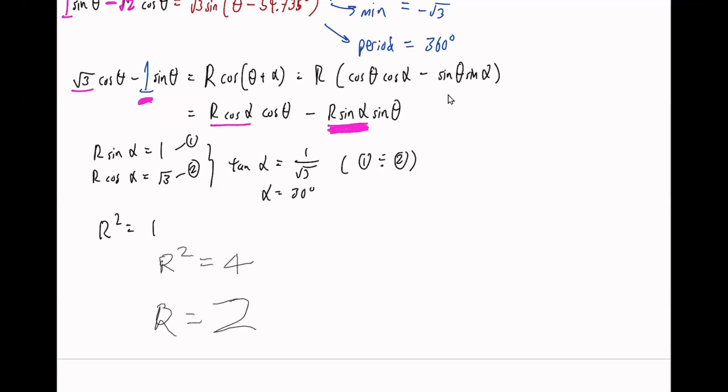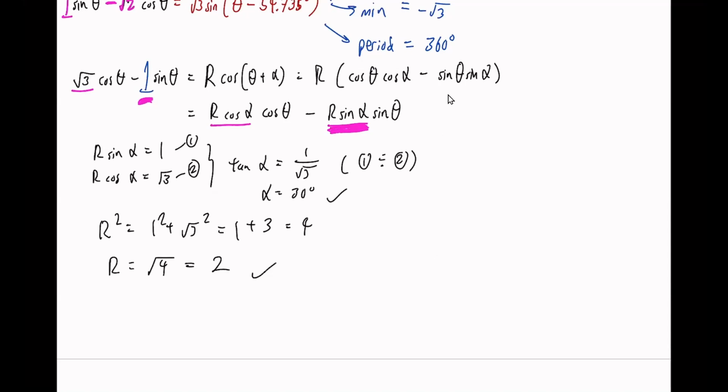And yes, r squared is just 1 squared plus square root 3 squared, which is just 1 plus 3, which is 4. Therefore r equals square root of 4, which is 2. So we got r equals 2, alpha equals 30 degrees. As a result, we will be able to get this expression to be equal to 2 cosine of theta plus 30. It's guaranteed to work. You can also use r sine of theta minus alpha, and then you compare, it will also work. So this is a bit flexible in that sense.